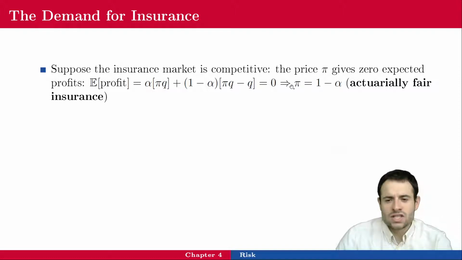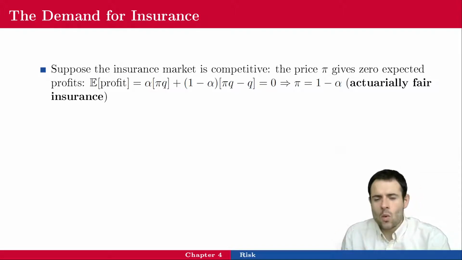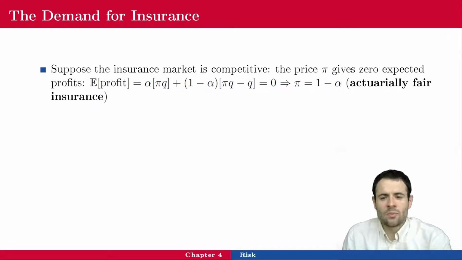When pi, which is the premium per dollar of coverage, is equal to the probability of a bad event, we say that insurance is actuarially fair. What you pay per dollar of coverage corresponds to the probability of a bad event happening. Note that 1 minus alpha is between 0 and 1, so pi is between 0 and 1. So if you want the insurance company to give you $1 back when bad things happen, you need to pay the insurance company 50 cents at the beginning of the year.